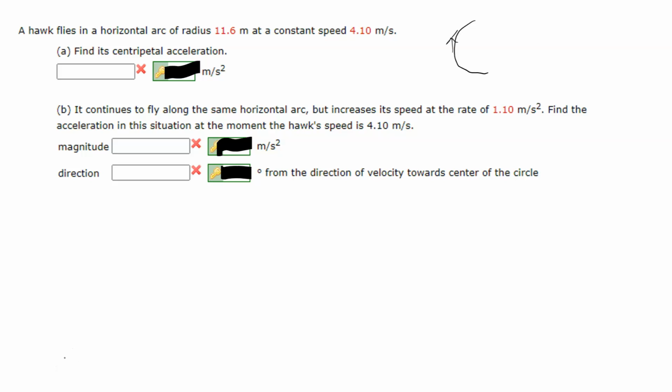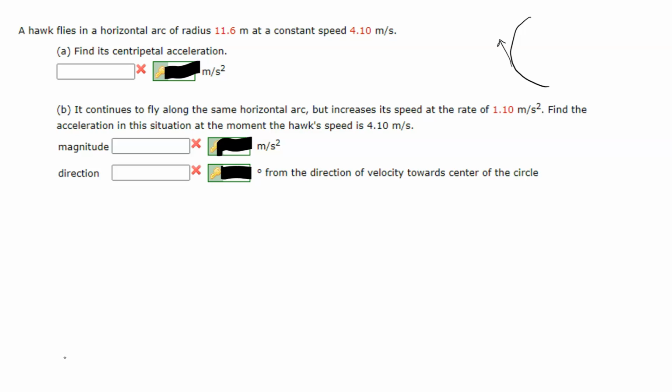All right, so for this question here, we've got a hawk that is flying in a horizontal arc. And so it's traveling around in a circle, and we'll just draw a quick picture. Some sort of circular path, kind of like this, and it's moving along that path, so tangent to the path or parallel to the path at each point as it's moving around. And to start off with, we're looking for what is its centripetal acceleration.